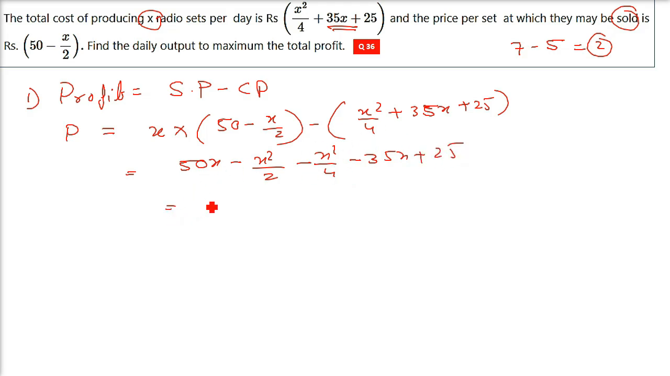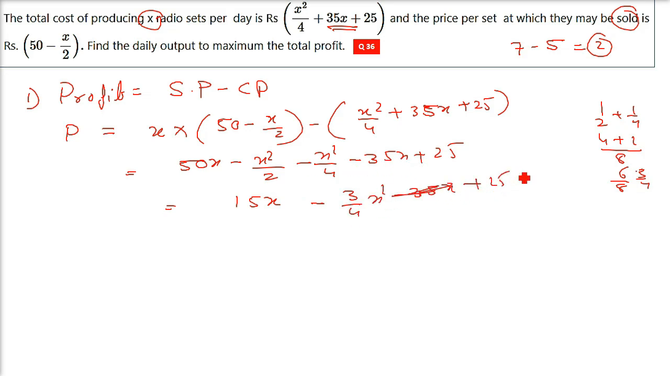When you subtract all these, it's simply 50x minus 35x, which is 15x. This is going to be 1 by 2 plus 1 by 4. It's going to give you 6 by 8, that is 3 by 4. So you have minus 3 by 4 x square, and then you have minus 25. Just write 25 here. This is your profit.